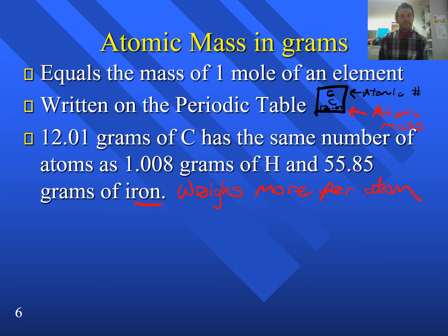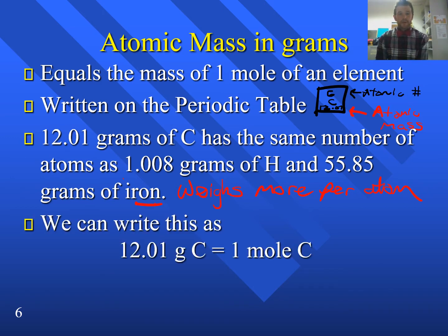It's the same idea as if I had a dozen feathers. Feathers are very light, they're not going to weigh much, as compared to a dozen liters of milk. A liter is going to weigh more. They're going to be the same number. I'll have 12 feathers, 12 liters of milk, but the liters of milk are going to weigh more because individually they weigh more.